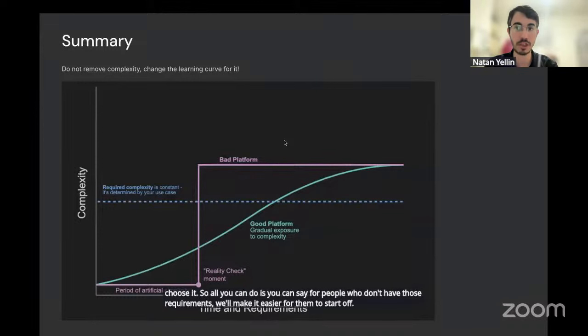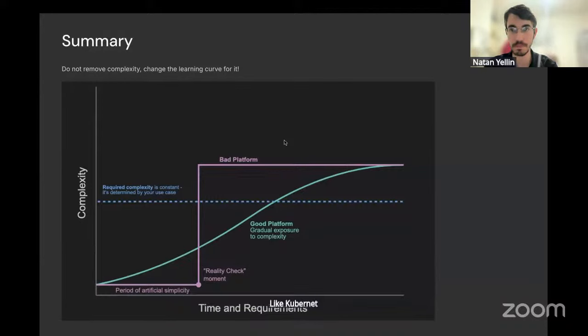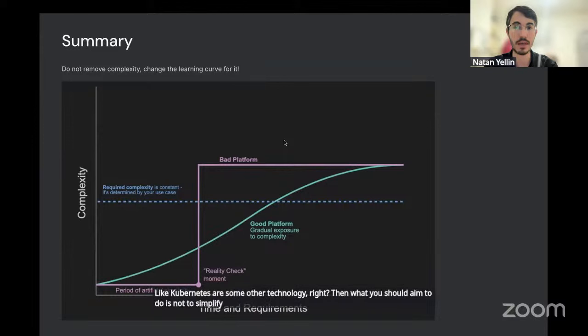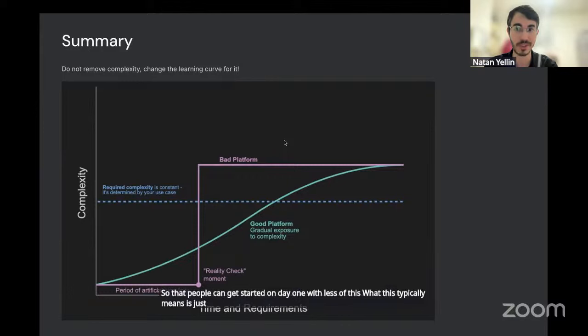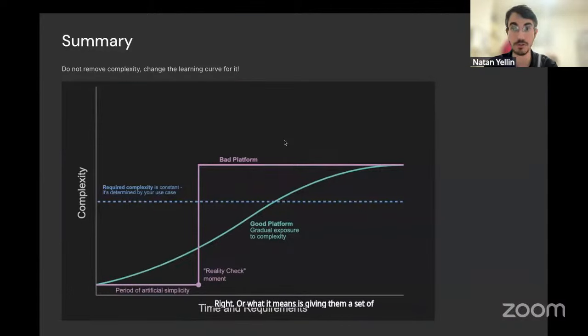So I'm not saying you should add more features over time. I'm saying if you're building on top of something like Kubernetes or some other technology, then what you should aim to do is not to simplify or abstract it away. What you should aim to do is to change the learning curve so that people can get started on day one with less of this. What this typically means is just setting really strong defaults, right? Or giving them a set of patterns or a set of templates they can reuse.